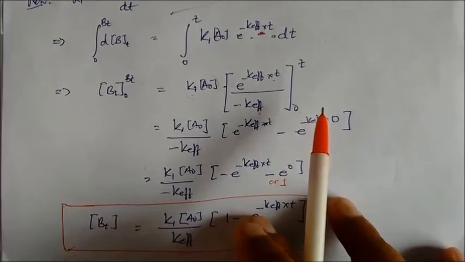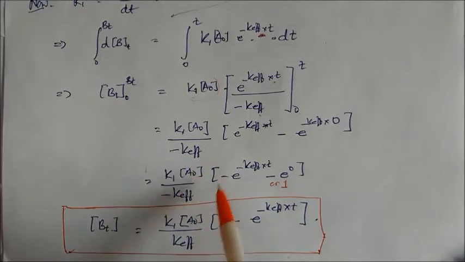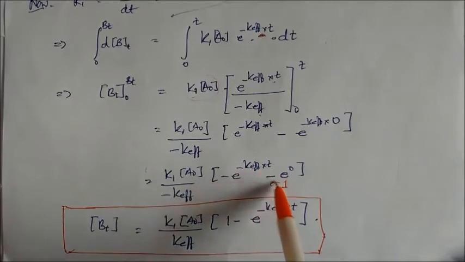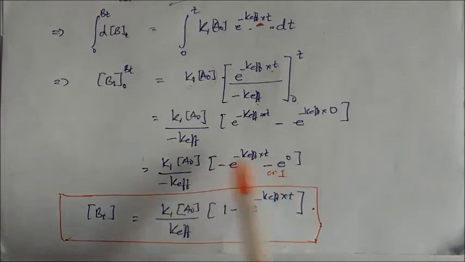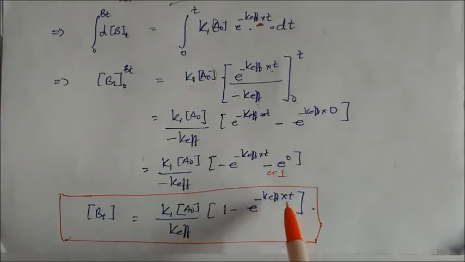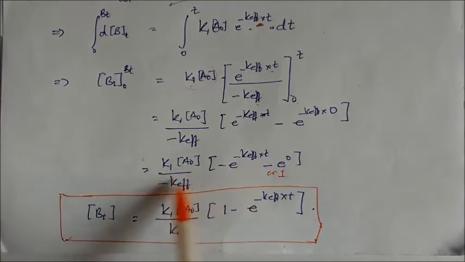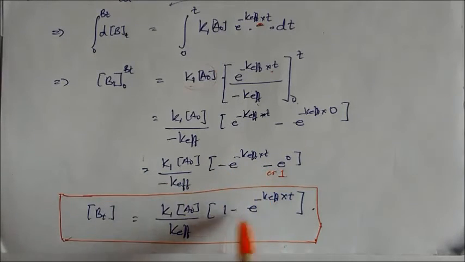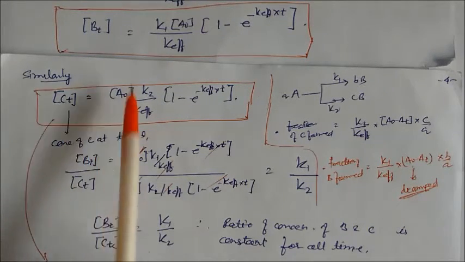So if you solve further, K1 into A0 by minus K effective equals minus e to the power minus K effective t, and this will be e to the power 0, which is equal to 1. On further solving, you will get 1 minus e to the power minus K effective t. Because of the minus sign, minus minus will become plus. So you will get this equation finally. You can find the concentration at any time t.